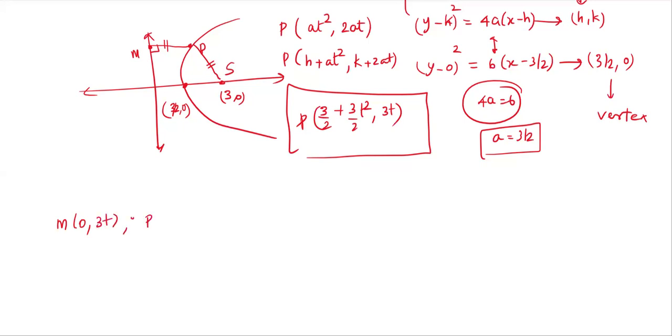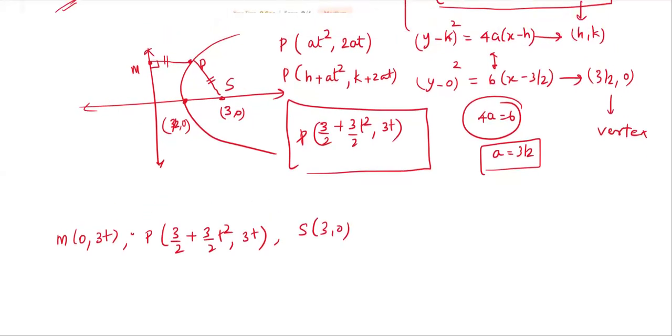Okay, P will be what? P we already found as (3/2 + 3/2 t², 3t). Okay. Now what is S? It is also (3, 0). Now we found this. Now what is the question? Can you read the question?